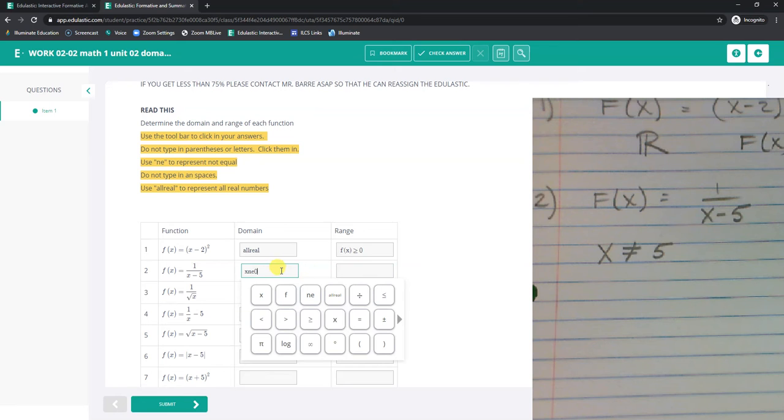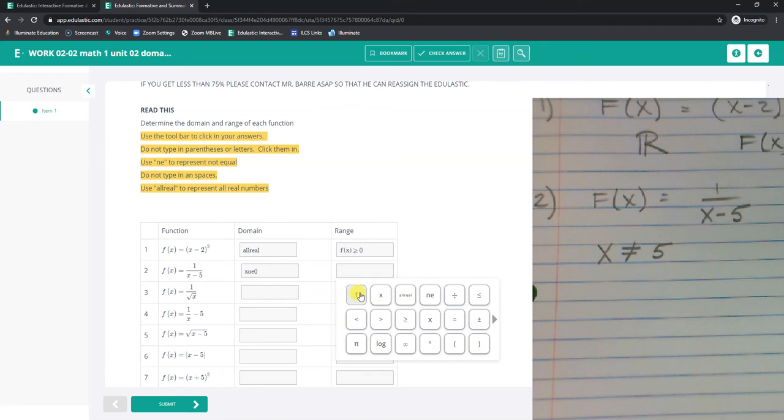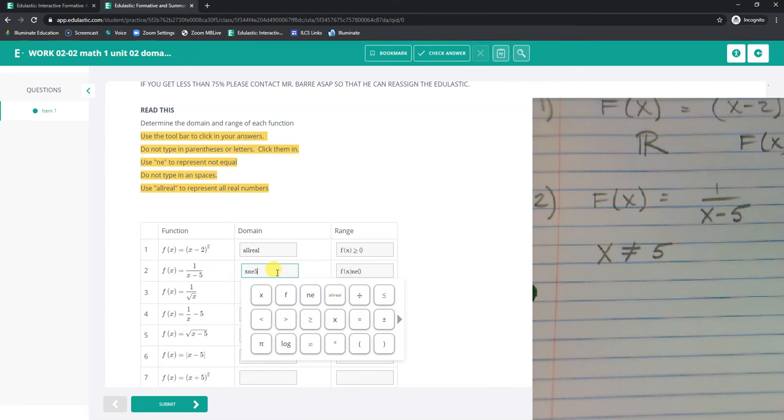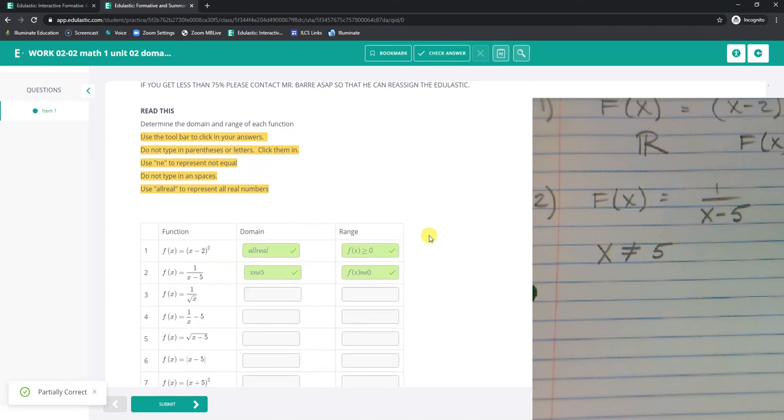No, the first one was x, wasn't it? No, x cannot equal 5, and the second one is f of x not equal to 0 also. I can't put a 5 into this, right? There we go. Can't put in a 5. Let's check it. Looking good.